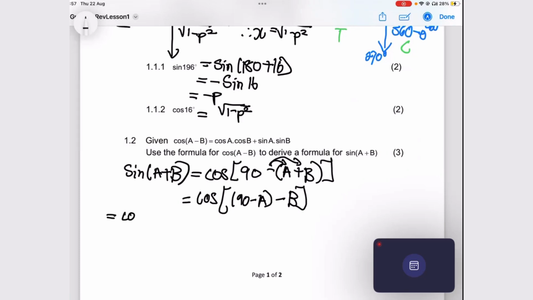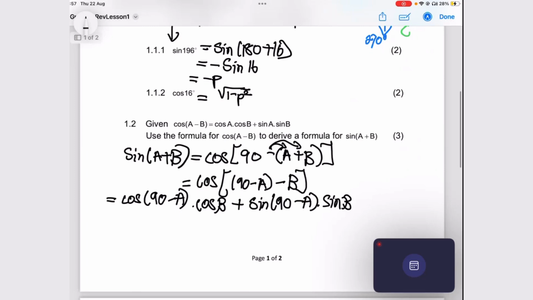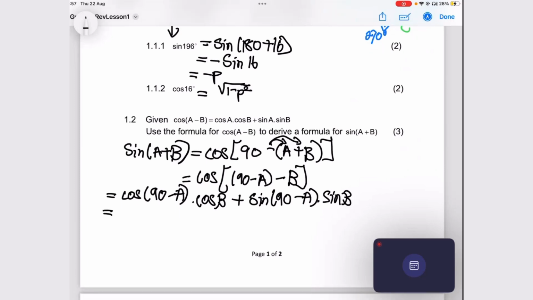And then we expand this: we get cos of 90 minus A times cos of B. But because this is cos, the sign will change to plus sine of 90 minus A times sine of B. Now 90 minus A is in the first quadrant where cos is positive, and 90 minus A is going to be a cofunction. So we'll change this to sine A times cos B, plus that will be cos A, because sine is positive in the first quadrant, and 90 minus A will change to cos, it's a cofunction, times sine B. What you have now done is you have derived the compound angle formula for sine.